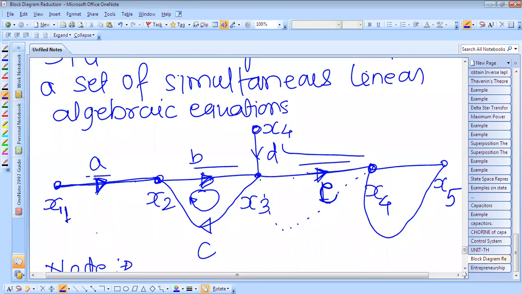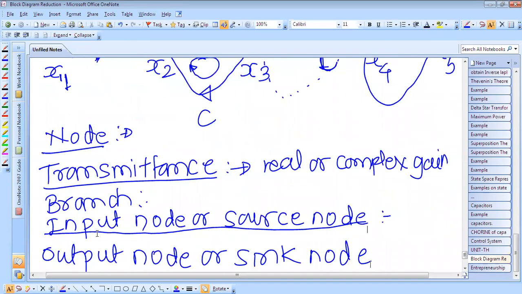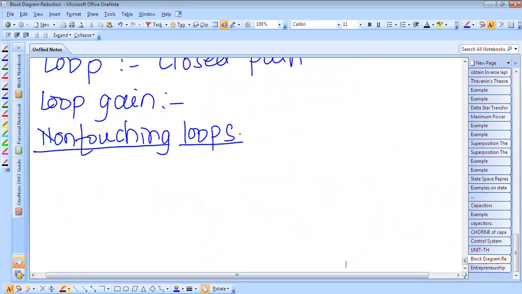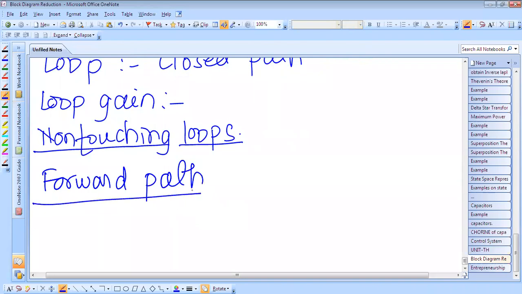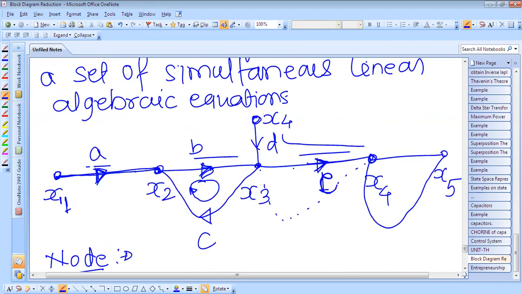Next is the forward path. A forward path is a path from an input node to an output node. This is the input node and this is the output node, so this is one forward path. The second forward path is this, which also starts from an input node.